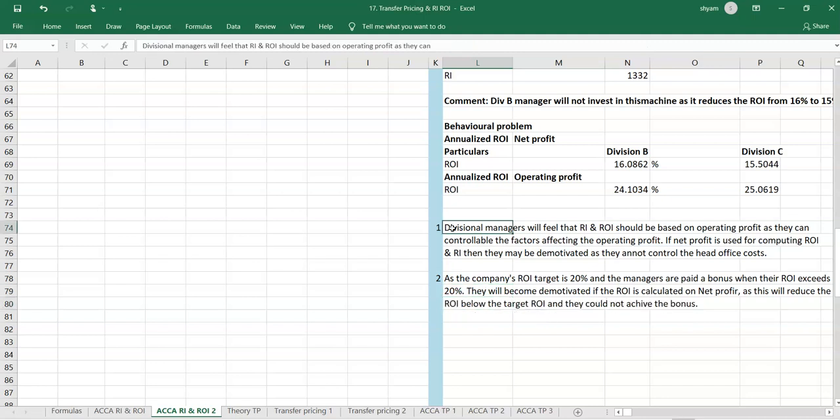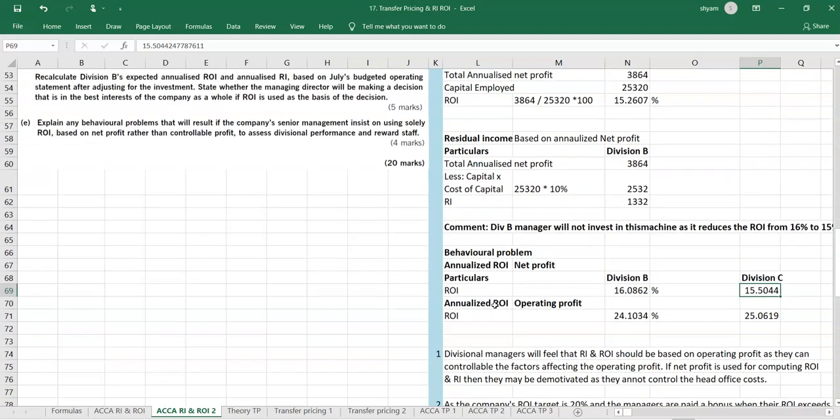So these two things are becoming the problem here. One is if you use net profit, they cannot control the elements in the head office cost. Number two is they are already being paid a bonus and they are well exceeding the target of 20%. But if you use net profit, the targets would not be achieved at all, because they will achieve only 16% and 15%, so they won't get the bonus. I think these 2 points nicely summarize all the elements here.